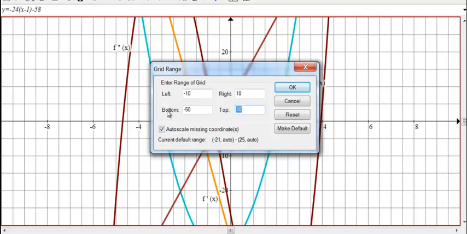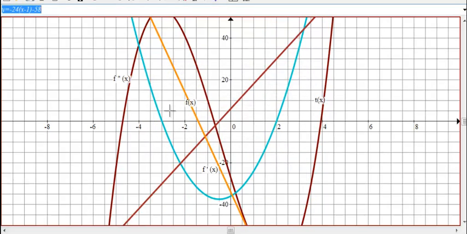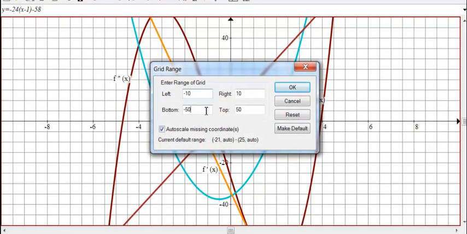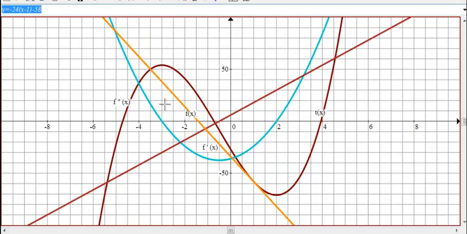How about negative 50 to 50? Let's see what happens there. Closer. Oh, let's go all the way out to 100. Maybe too far. How about negative 100 to 100? Oh, that's not bad. That looks pretty good.